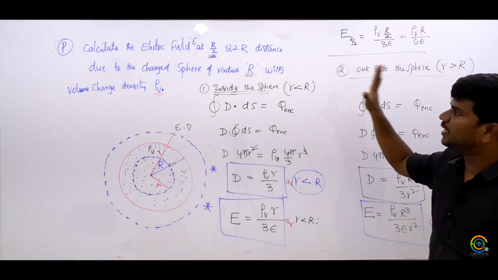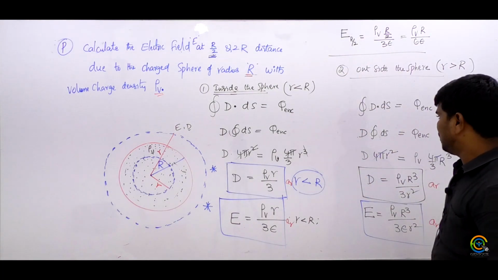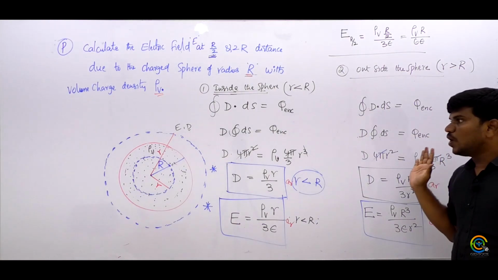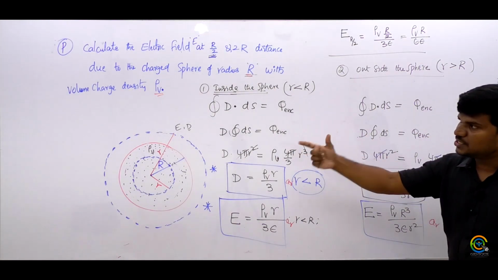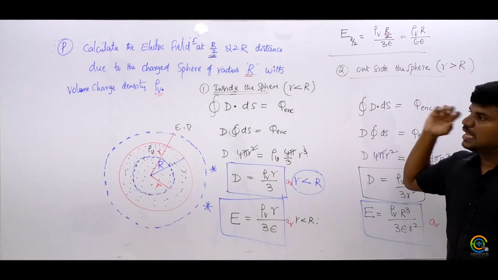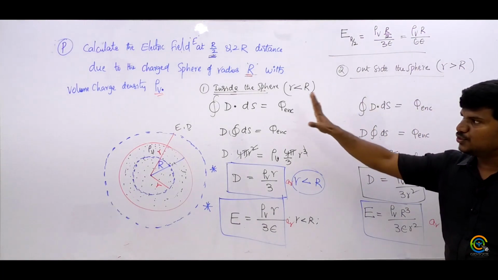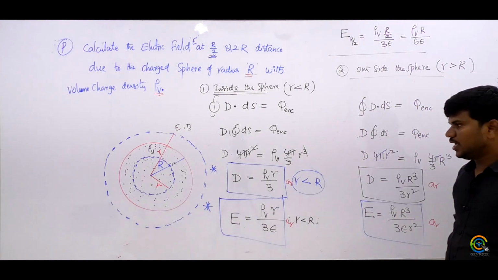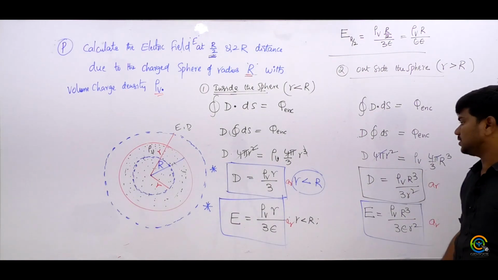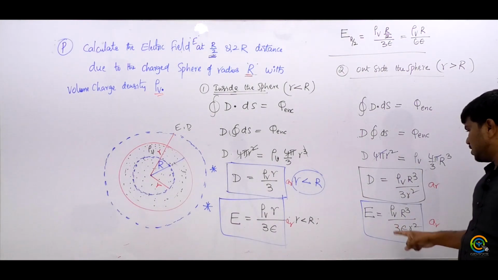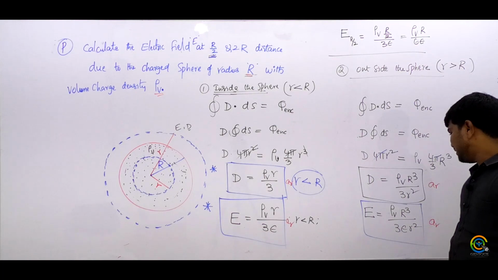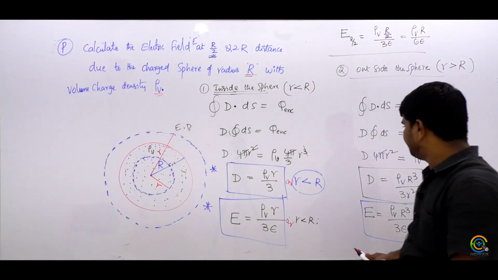This is a very good conceptual question. One should understand the exact application of Gauss law for better application, and you should solve this. You should understand this type of question. So this is rho v r cube divided by 3 epsilon r square.